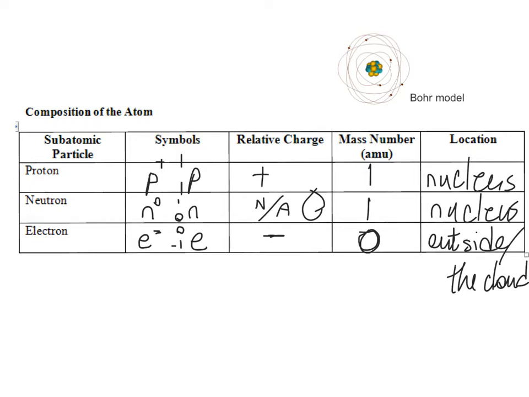They are considered matter. The thing is, that mass of an electron is so small compared to the mass of a proton, it's effectively nothing. So for our simplicity's sake, we're just going to say protons and neutrons have a mass of 1, and electrons have a mass of 0.